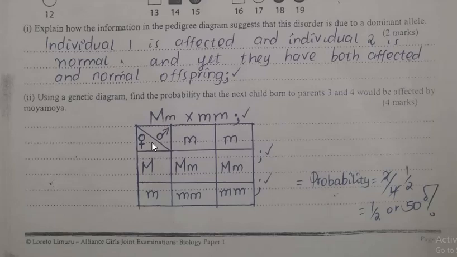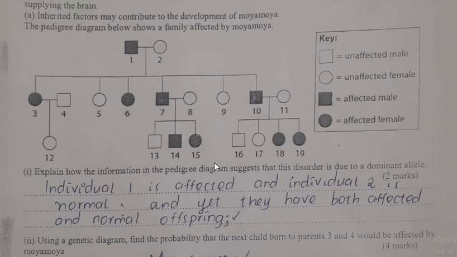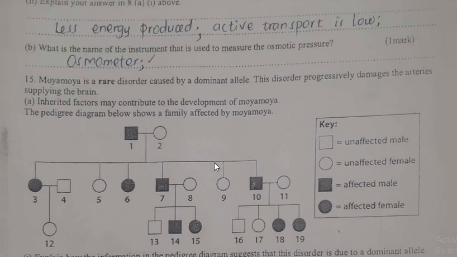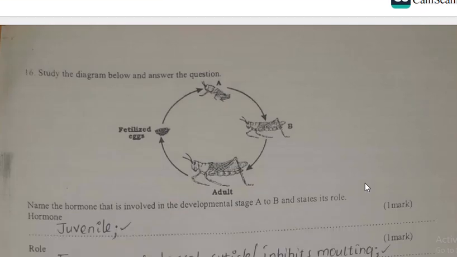Because it is sex linked, we'll use XX for female and XY for male. Basically it is affecting the X chromosome, so you need to include X with a superscript M. You'll get a probability of half, or 50%.